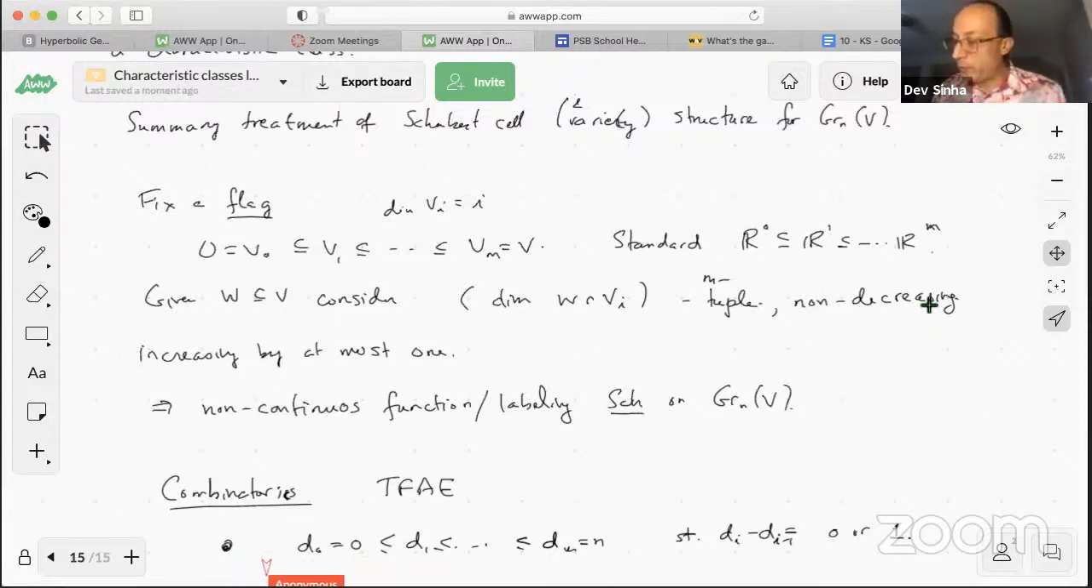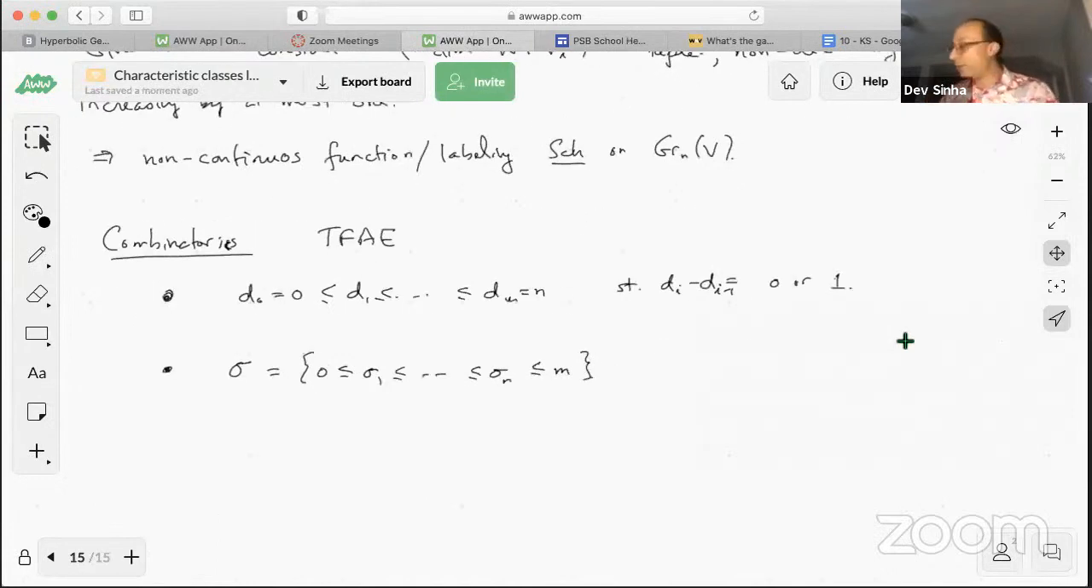And so what we do is we've got collections, and of course, there's going to be exactly m jumps. So collections like this, and these are the places where it jumps. So what we say is just that sigma_i is in this set sigma if and only if d_i minus d_{i-1} equals 1. So that's a translation between these two pieces of combinatorics.